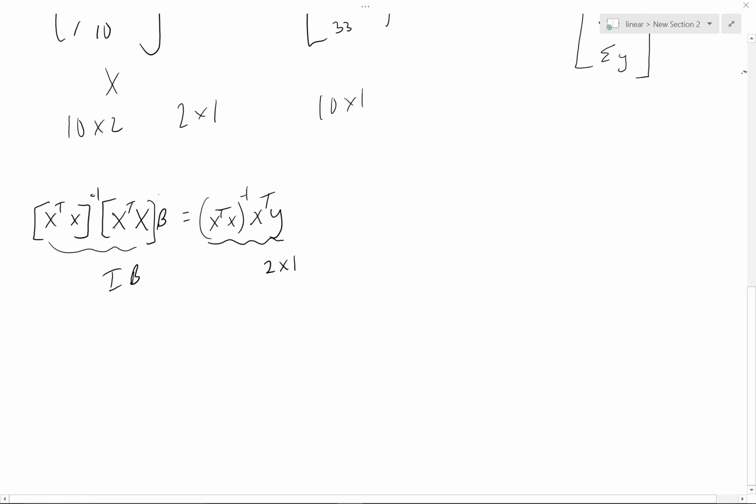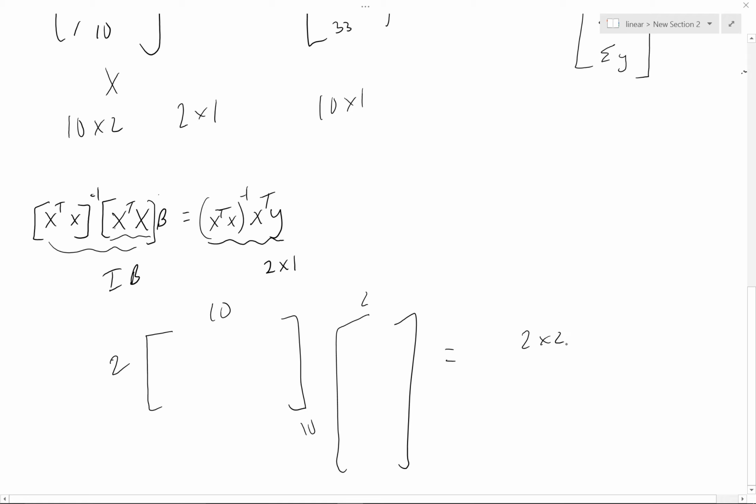Now, let's see what happens when you take x transpose times x. So if I take x transpose, which is a 2 by 10, times a 10 by 2, I'll end up with a 2 by 2, obviously. Okay? But what will this be? Well, this will be x's here, times the column of 1's will be the sum of the x's.